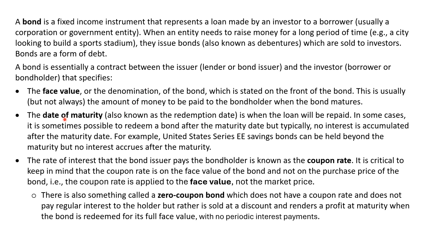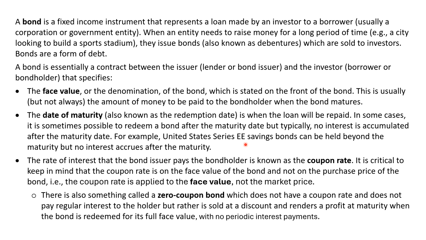Then there's the maturity date. That's almost self-explanatory. It's sometimes known as the redemption date. And that's when the loan will be repaid. So that's the end of the term of the bond. In some cases, it is possible to redeem a bond after the maturity date, but typically no interest is accumulated after the maturity date. So, for example, U.S. Series EE savings bonds can be held beyond maturity, but no interest accrues.